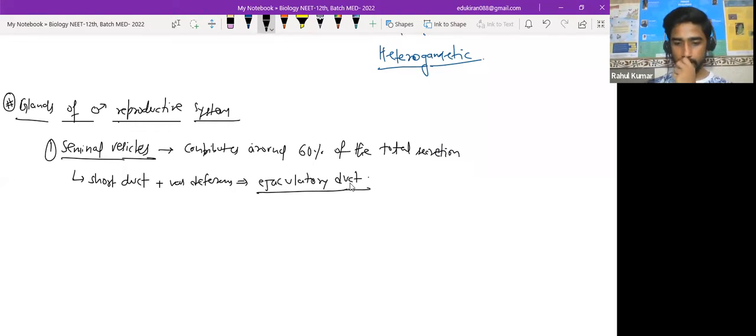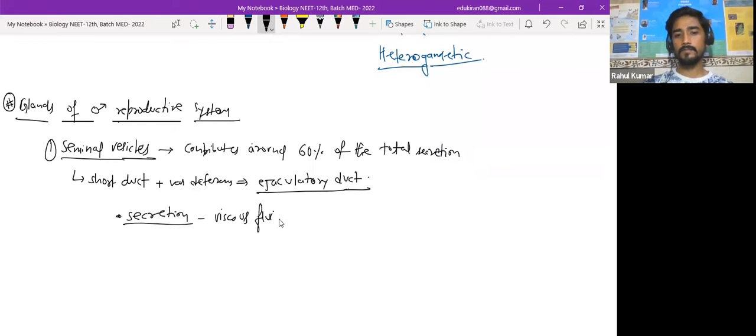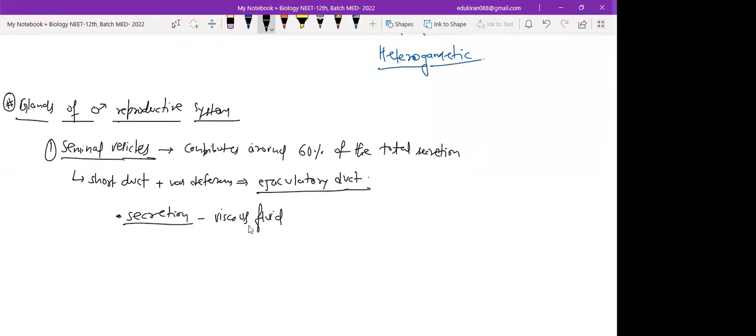Then write down what it secretes. That is important. So, secretion. As I told you, this is the most important gland. So write down, it secretes a viscous fluid. Its secretion is viscous. Do you know what viscous is, everyone? Yes, sir. It's like thick, which is sticky as well.